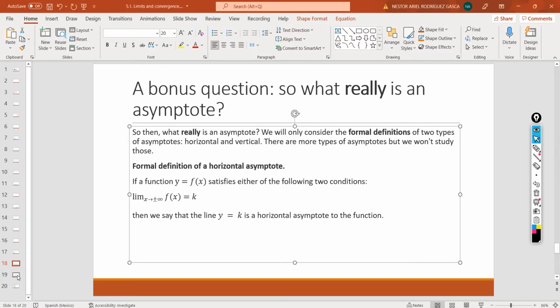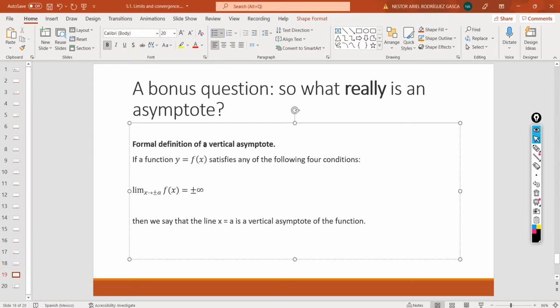And on the other hand, the formal definition of a vertical asymptote is quite similar. If a function y equals f of x satisfies any or either of the following four conditions, the limit as x approaches either a or, I'm sorry, I made a mistake in here. This is incorrect. That's what I meant. I'm sorry, guys.